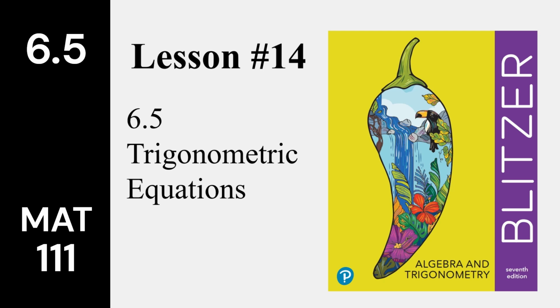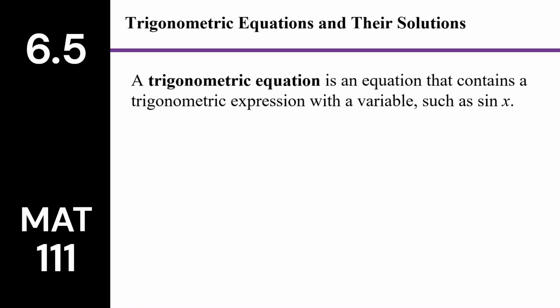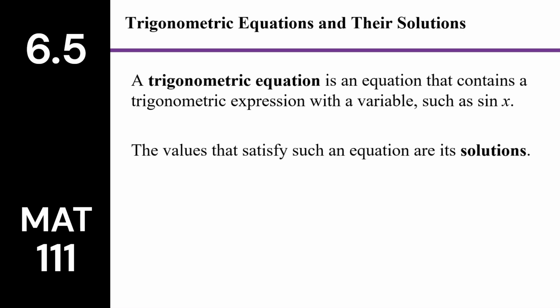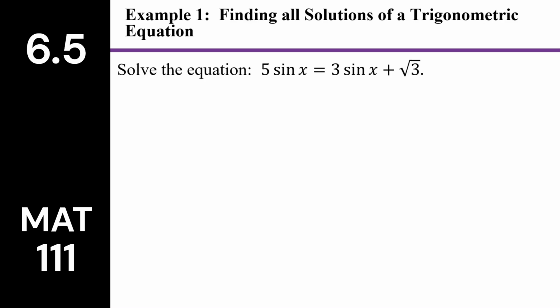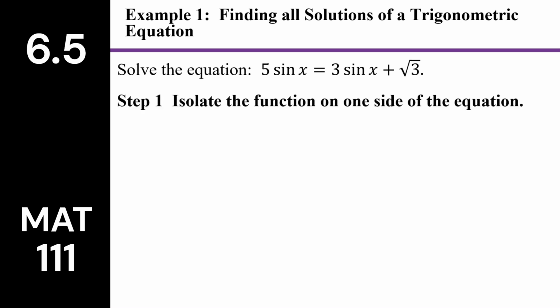Section 6.5, Trigonometric Equations. A trigonometric equation is an equation that contains a trigonometric expression with a variable such as sin x. The values that satisfy that equation are called its solutions, and some equations will have no solution. To solve this trig equation, the first step is to isolate the function on one side.